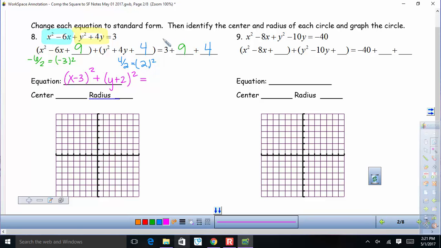Okay? And then for our r squared, we take everything on the right-hand side, 3, 9, and 4. We add them together, and that gives me 16. Okay, so looking at that equation, what would my center be? +3, -2. Okay, and what would the radius be? Radius is 4. Remember, you take the square root of this. Okay? So if I graph that, we'd go right 3, down 2, and then from there we'd go out 4 in every direction.